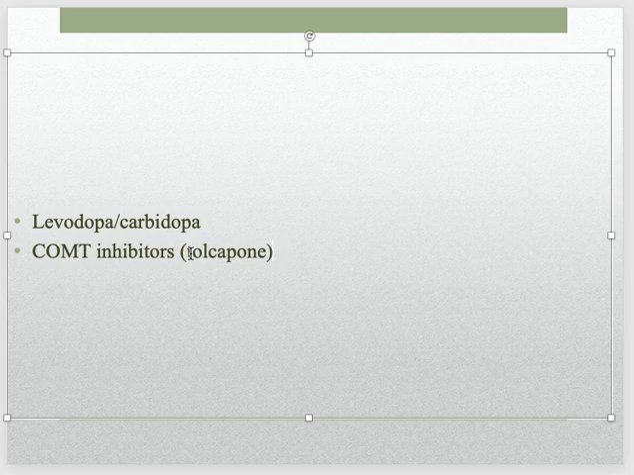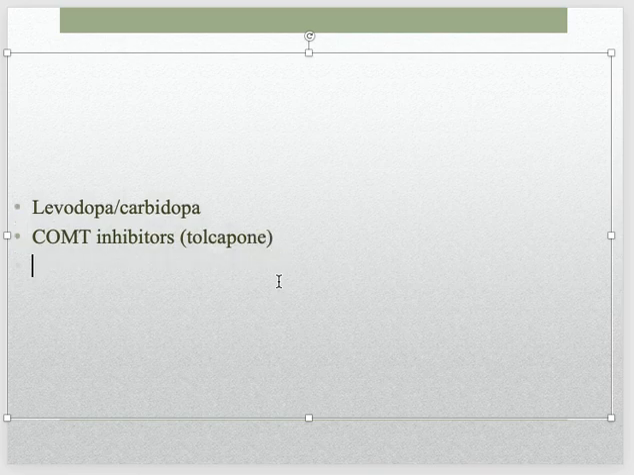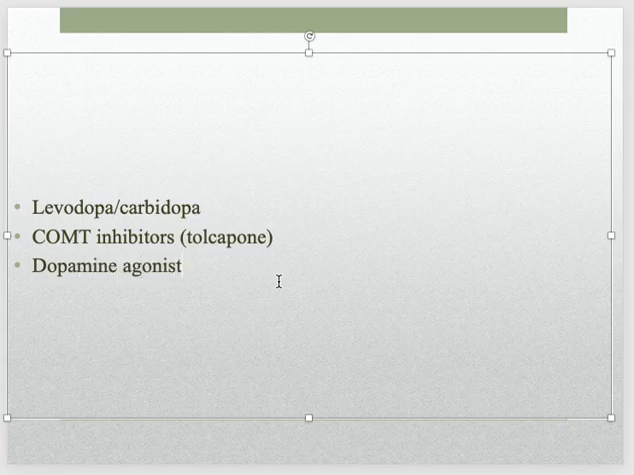By the way, there are a few phenomena in Parkinson's disease. I will talk about them in the end. So tolcapone or entacapone, they are both drugs from the same group, okay? Now, because we want to increase dopamine, we can give them dopamine agonists, okay?